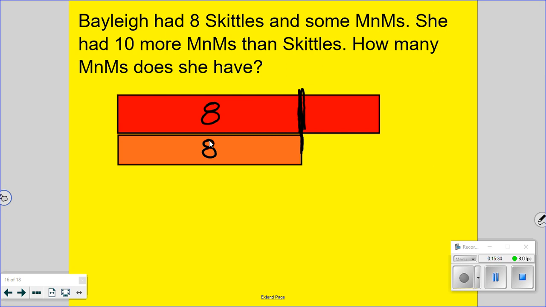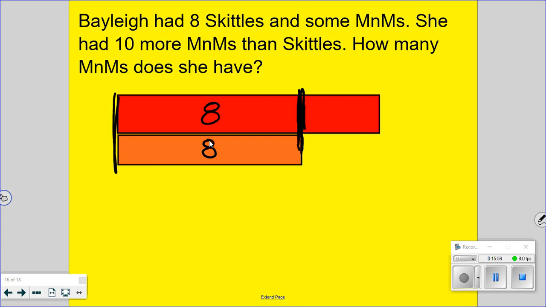Put your fingers on the line of equality. Good, Colby. Put your fingers on the line of equality. Remember, it's not just that line, it's that whole space. We need two hands. Here's our line of equality. We know both of those are 8. They're equal.